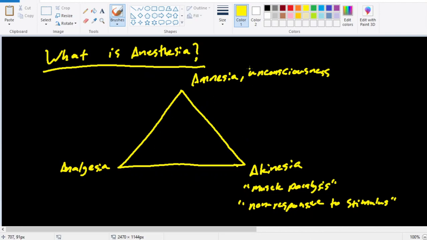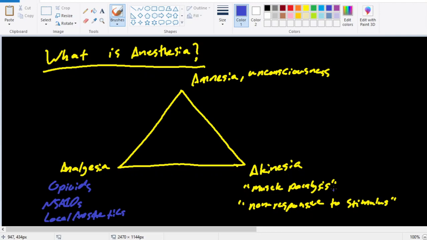So let's get into a couple of examples of the medications that we use that fall into each of these three categories. So let's start with analgesia. With analgesia, you can think of your opioids. These fall under this point of the triangle. You can think of NSAIDs, anything that essentially helps with pain control. You can think of your local anesthetics, and etc.